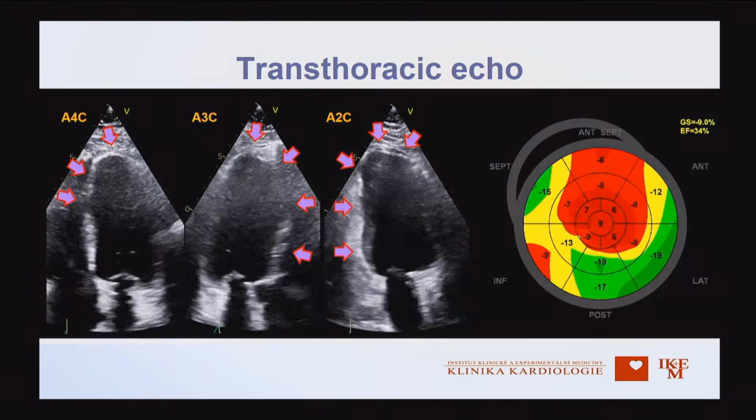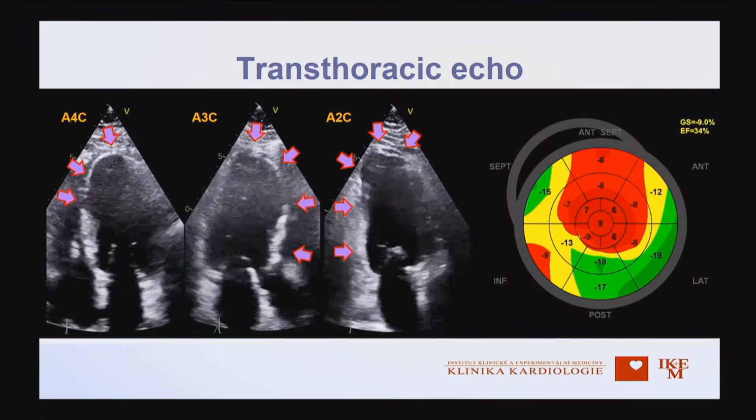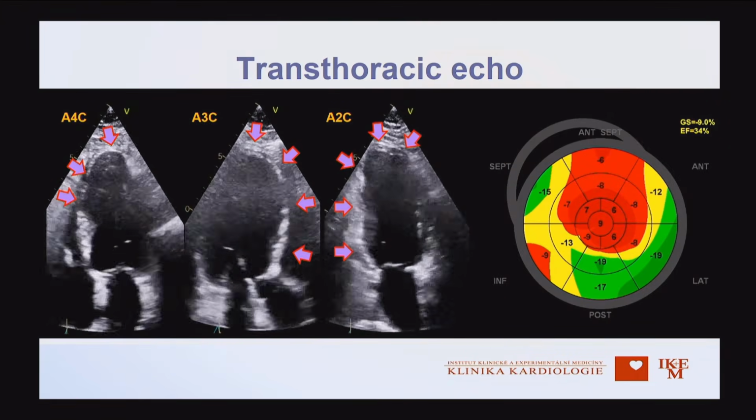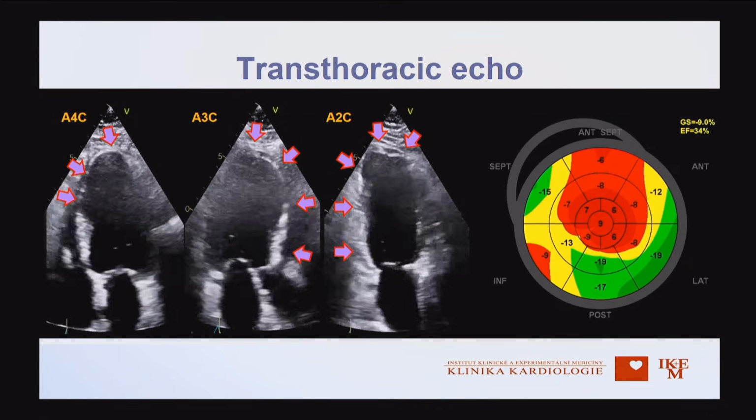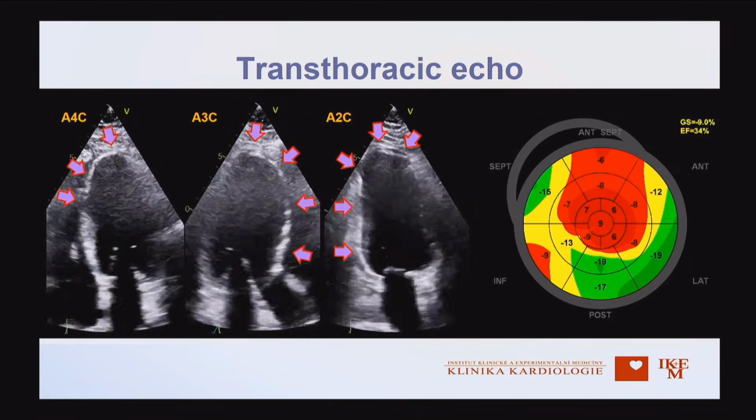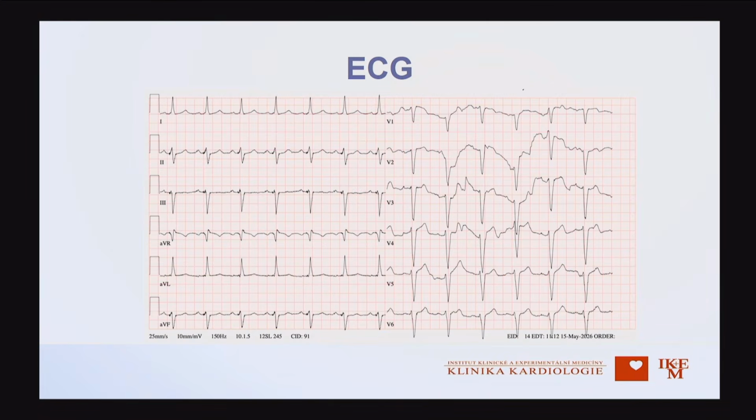Can we see the next slide, please? Here you can see the large substrate on transthoracic echocardiography, which is mainly in the septum and the anterior wall, and you see the second substrate on the inferior wall. Next image, please. Here is the ECG in sinus rhythm.